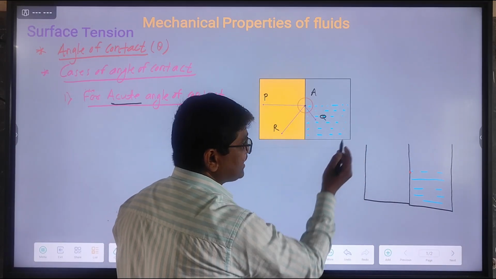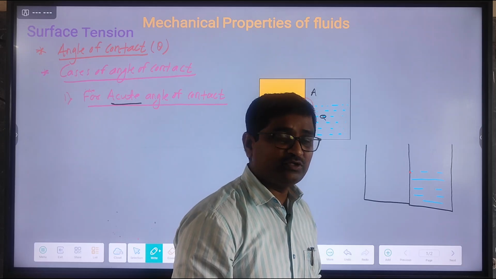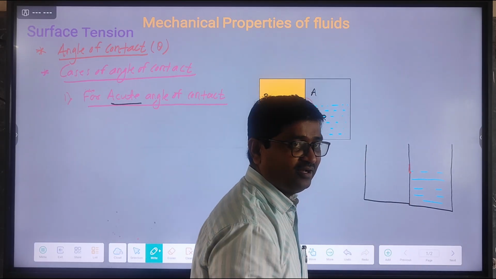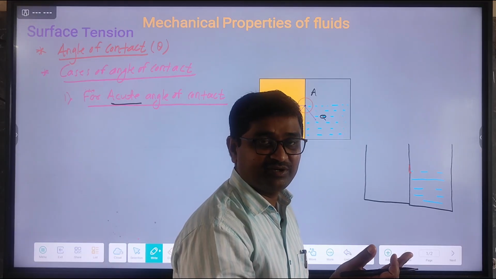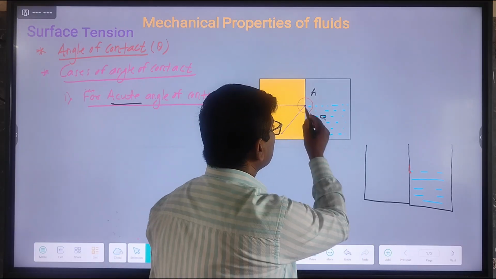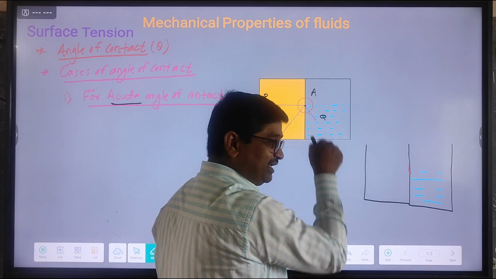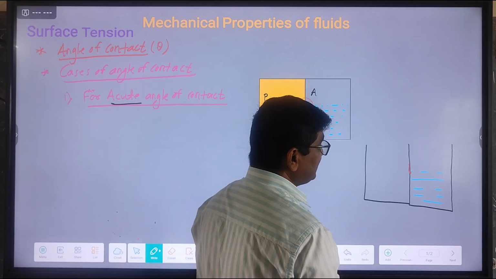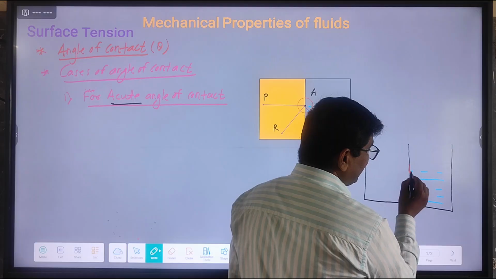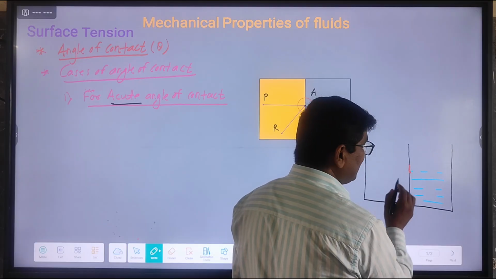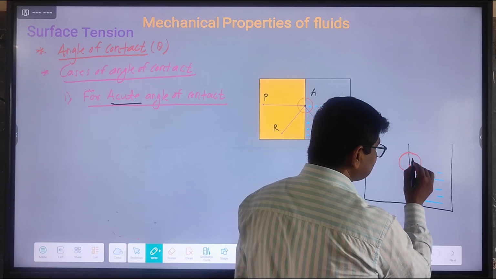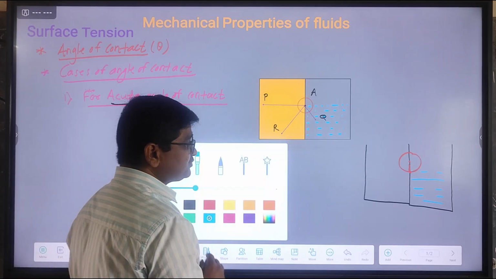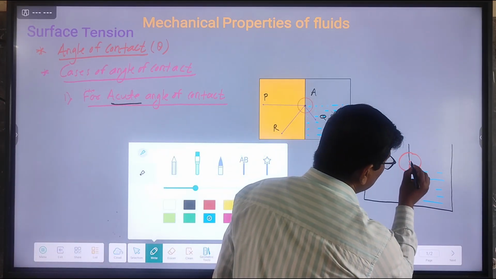But the adhesive force is greater than the cohesive force, and when the adhesive force is strong, the molecule normally creeps vertically upward. When the cohesive force is strong, the molecule creeps vertically downward because it experiences the net resultant downward cohesive force. But here the adhesive force is strong, it means the molecule normally creeps vertically upward and it will be present here. Now let's observe the same.